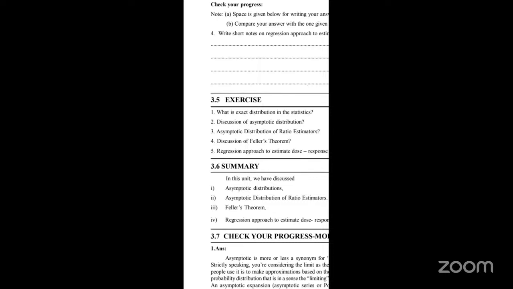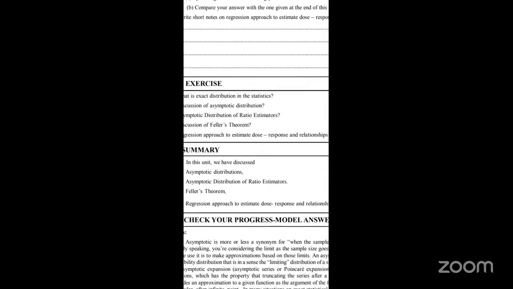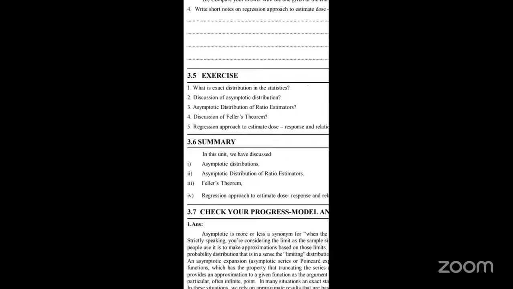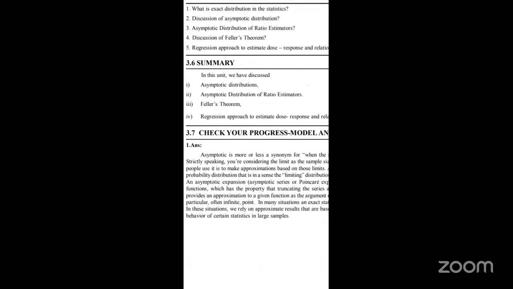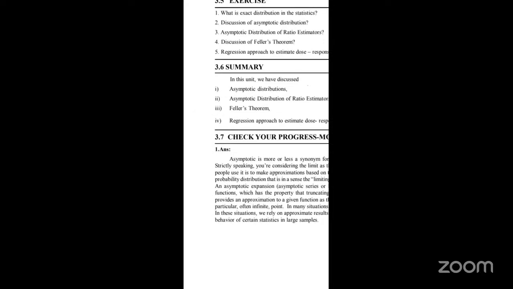Please, I am explaining what is exact distribution in statistics. Discuss asymptotic distribution, asymptotic distribution of ratio estimators, discussion of Fieller's theorem, and the regression approach to estimate dose response relationships. Here are asymptotic distributions, asymptotic ratio estimator, and Fieller's theorem. These are the model answers given here. Please go through these answers.